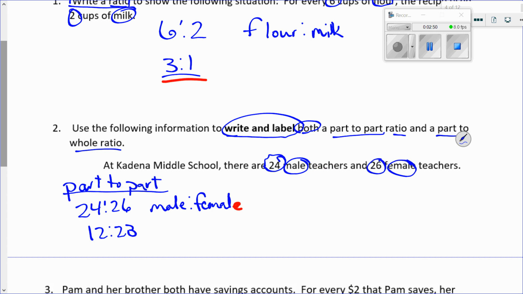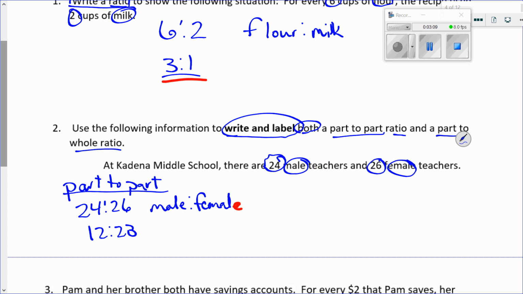Okay? Our other part. I hope. There we go. Hopefully my mic is working. Gosh, it's really going to stink if I have to record this whole thing.